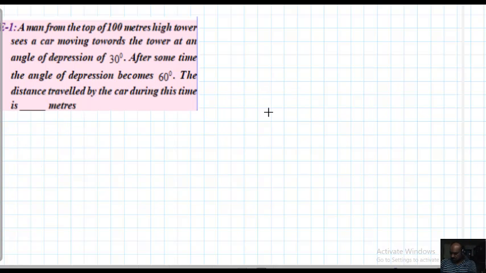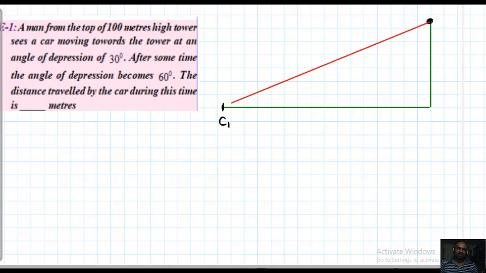Okay, observe friends. This is the ground, this is the tower. Initially the person is here. First the position of the car is here, the C1 you can say, position of the car. Now the person is here, this is a vision ray. We need to draw a horizontal ray. So this horizontal ray, given that this angle equals 30 degree.